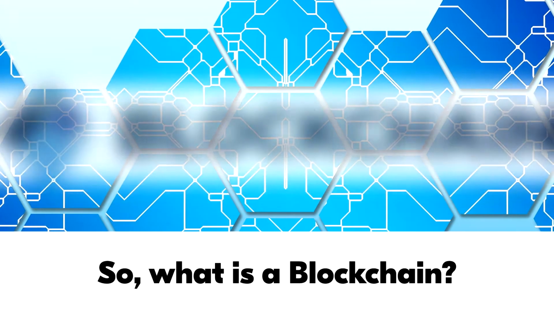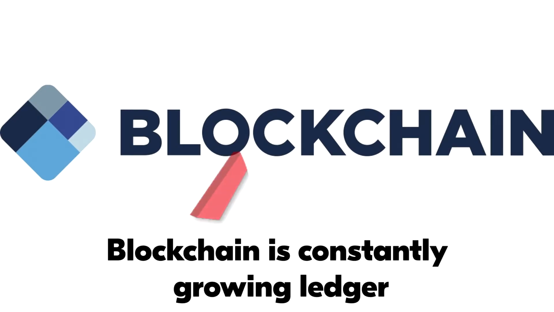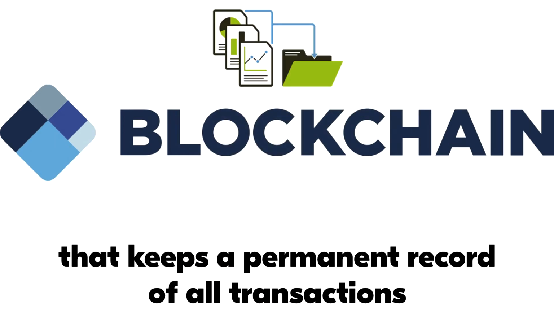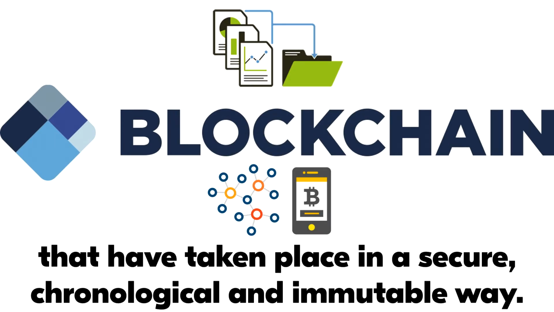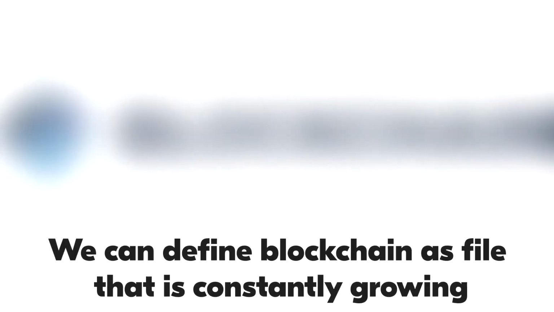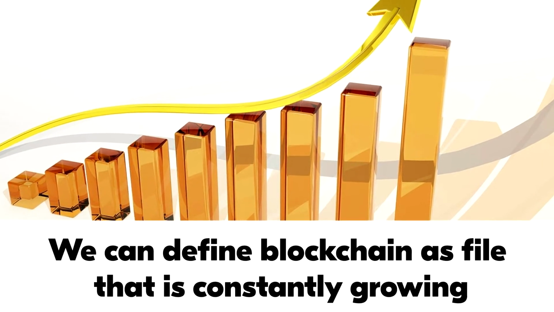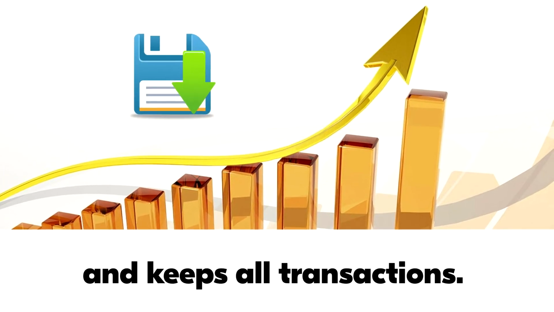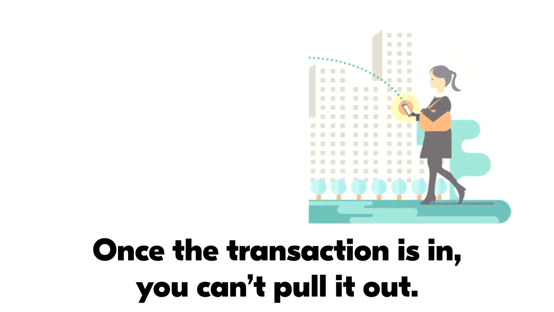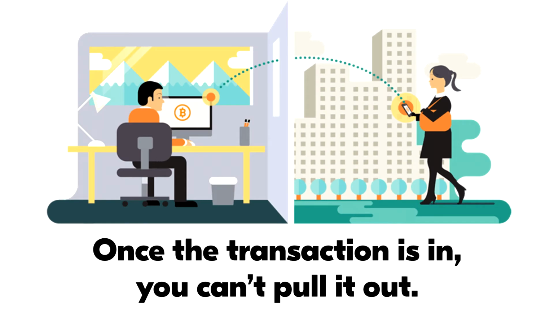So, what is a blockchain? Blockchain is a constantly growing ledger that keeps a permanent record of all transactions that have taken place in a secure, chronological, and immutable way. We can define blockchain as a file that is constantly growing and keeps all transactions. Once the transaction is in, you can't pull it out.